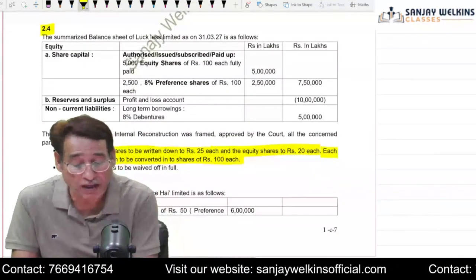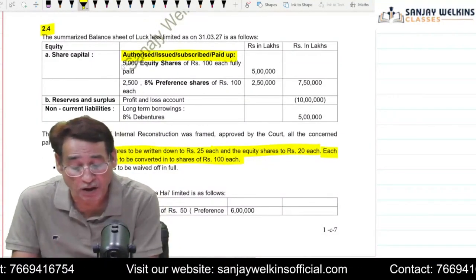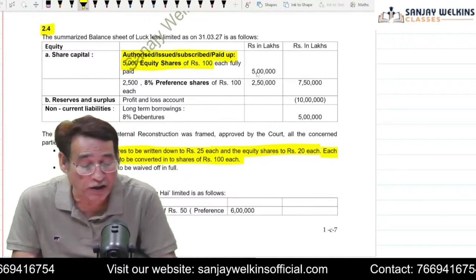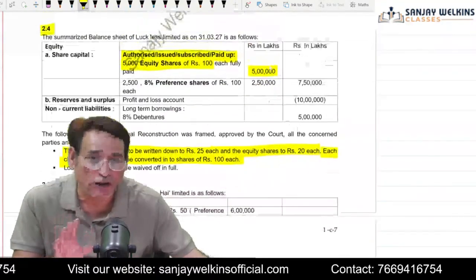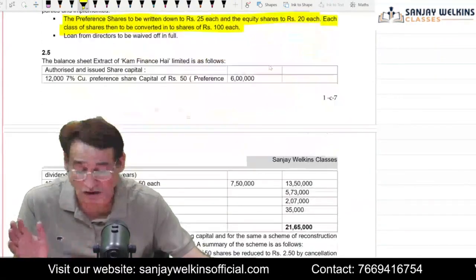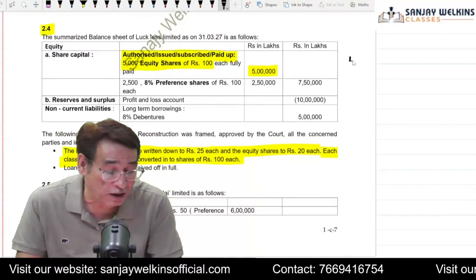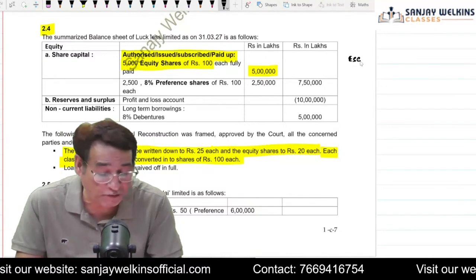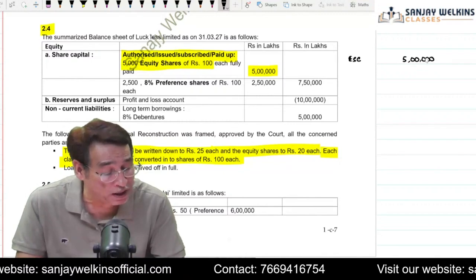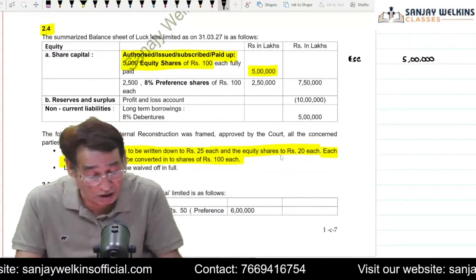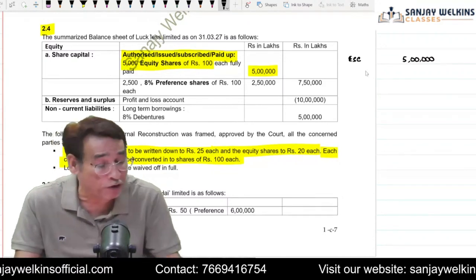First of all, in this particular question, you are given authorized, issued, subscribed and paid-up capital. So 5,000 equity shares of 100 each you are having at this particular moment. So 5,000 into 100, first of all, you write the entry: equity share capital account debit 5 lakh. This is exactly how the entry will be. Now the question says preference share written down to 25, equity share to 20 each.